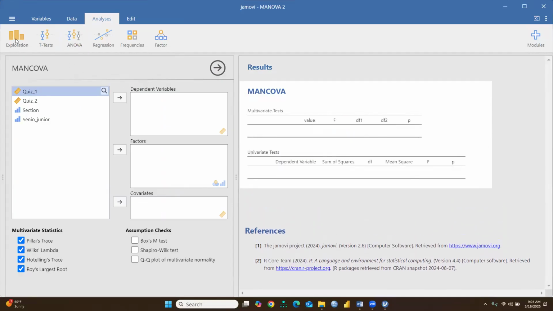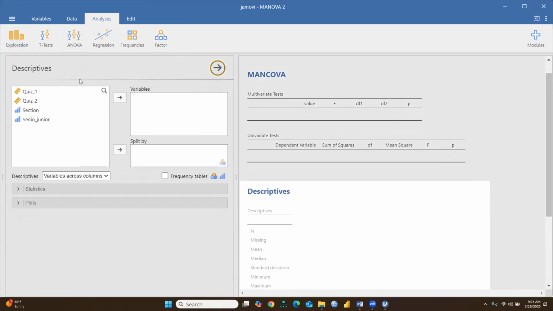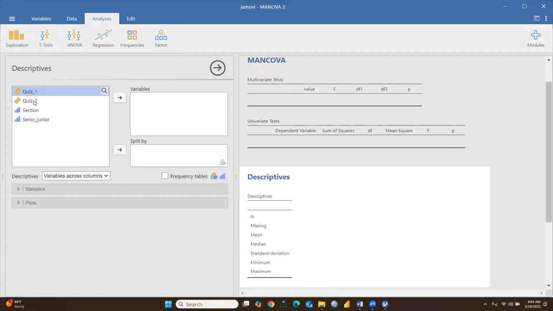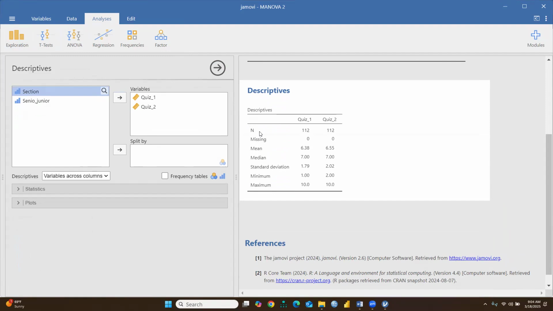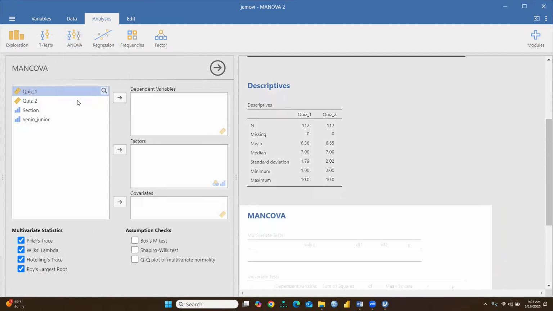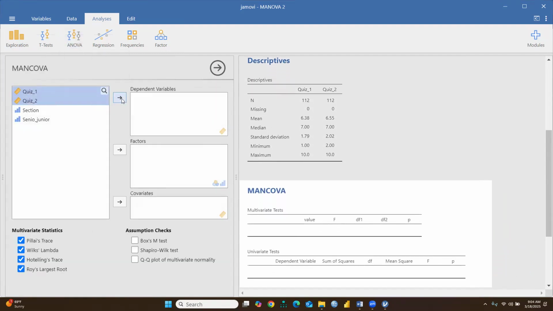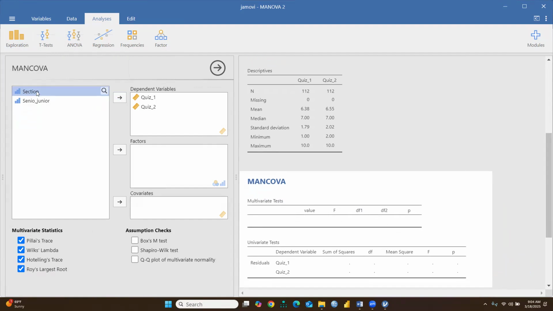Before starting this, just a moment, we also have to check descriptives, only for the continuous variables. So these are my descriptives. Total number of entries in quiz 1 is 112 and quiz 2 is 112, missing values 0, and you can check the mean, median and all these things here. Now we simply go for MANCOVA, with quiz 1 and quiz 2 as my two dependent variables.